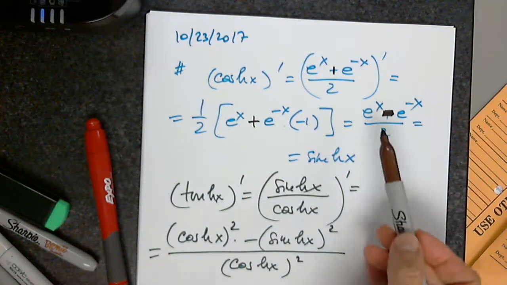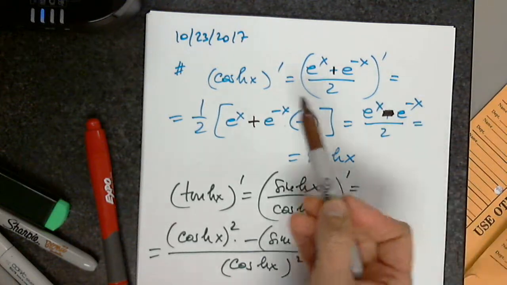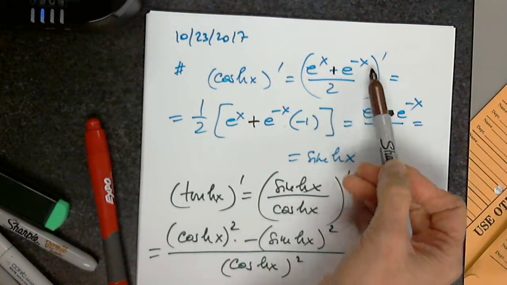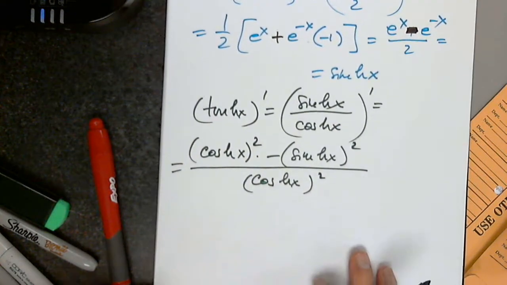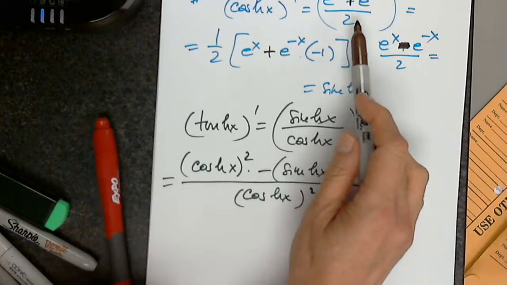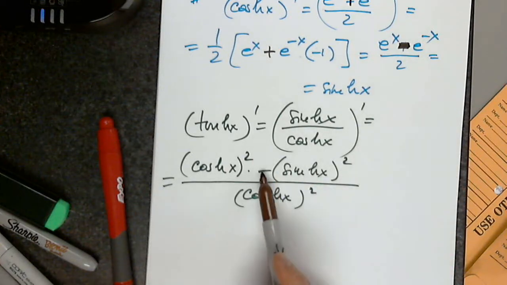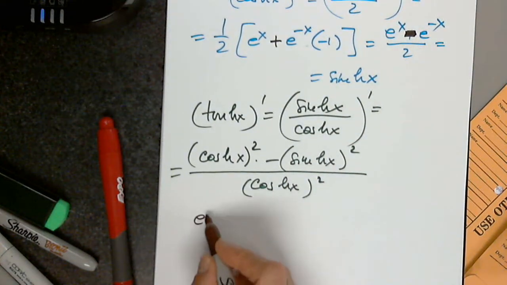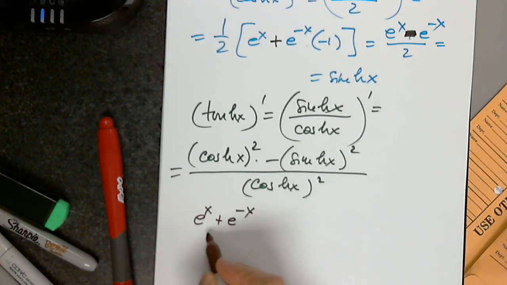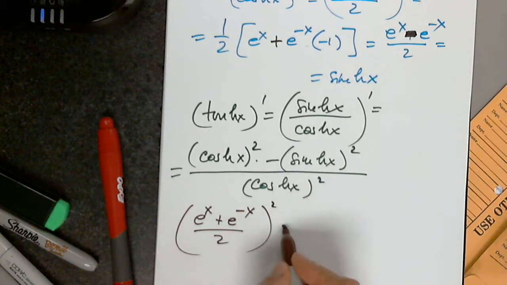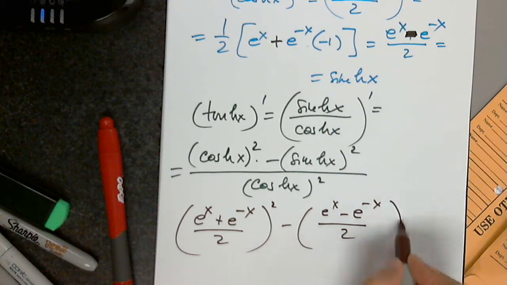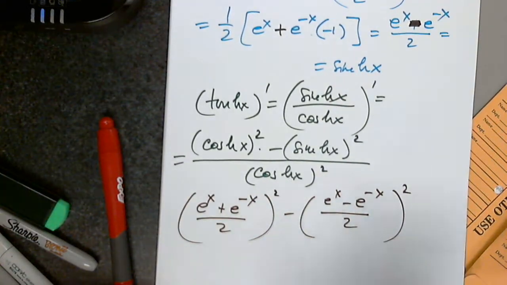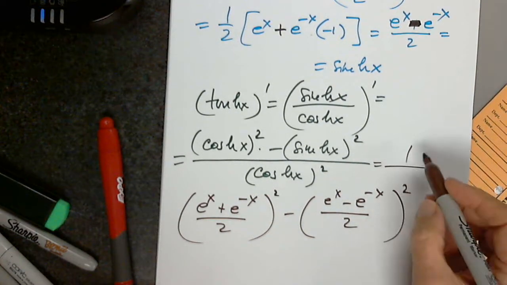So hyperbolic sine is e to the x minus e to negative x. Hyperbolic cosine is e to the x plus e to negative x. Sorry about that. So then I will square this, and then I will square this and subtract them. So I have e to the x plus e to negative x divided by 2, everything squared, minus e to the x minus e to negative x over 2, everything squared. Because I need to show that this is 1, and you will see this will be 1.